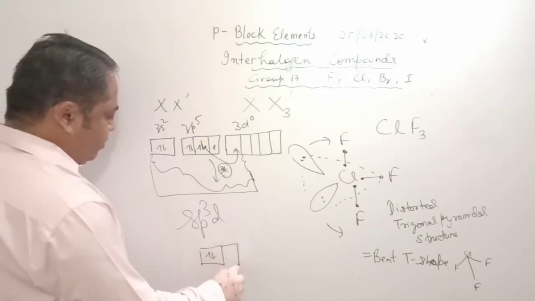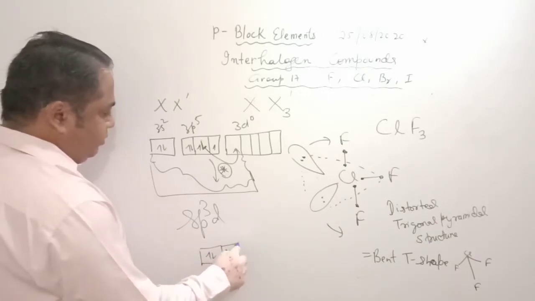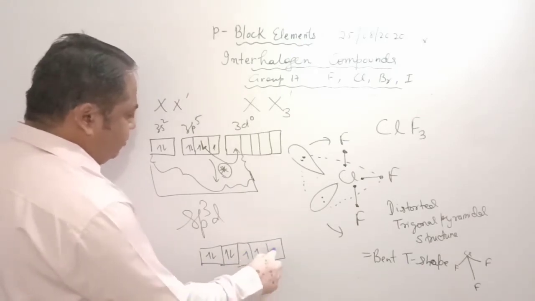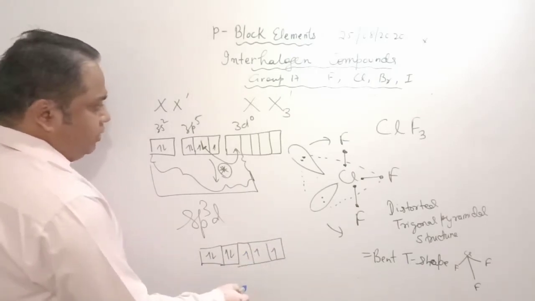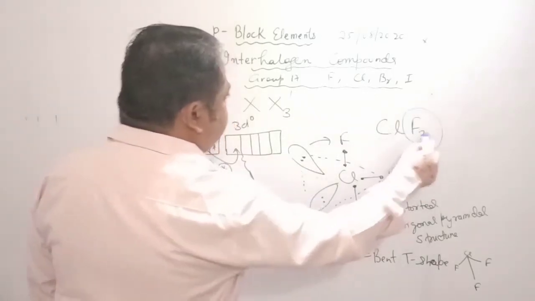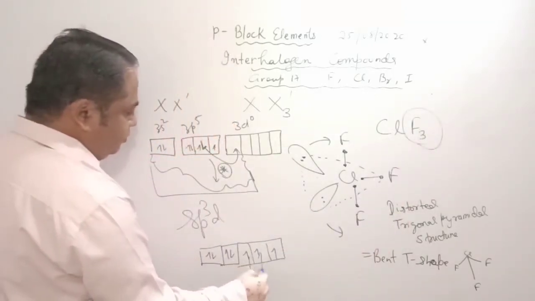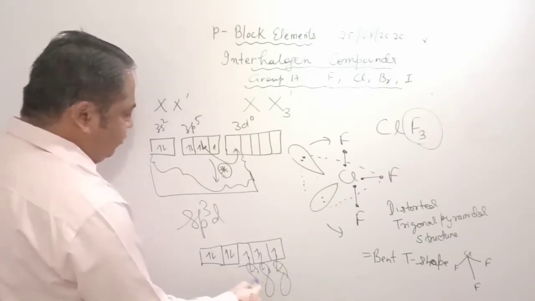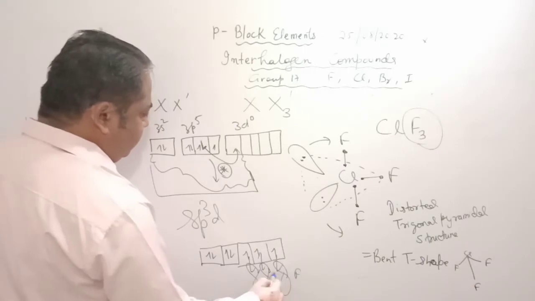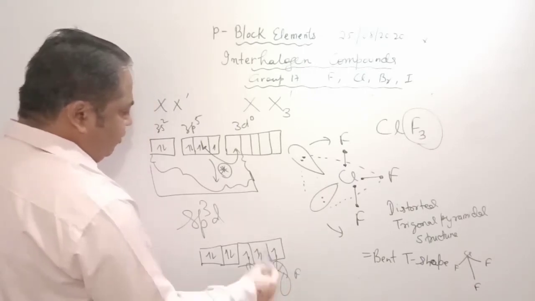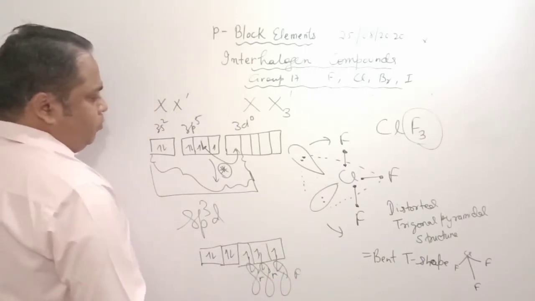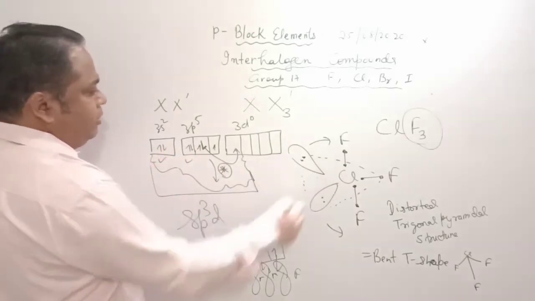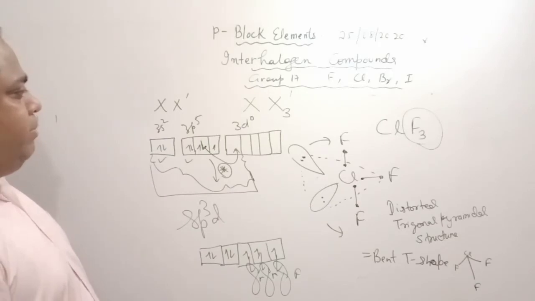1 lone pair, 2 lone pair, and 3 unpaired electrons, which will form bonds with 3 fluorine atoms. These are the pure pz orbitals of fluorine. It will come with 1 unpaired electron and will form a bond. So these 2 lone pairs of electrons are this lone pair and this lone pair. So with hybridization also it can be shown.